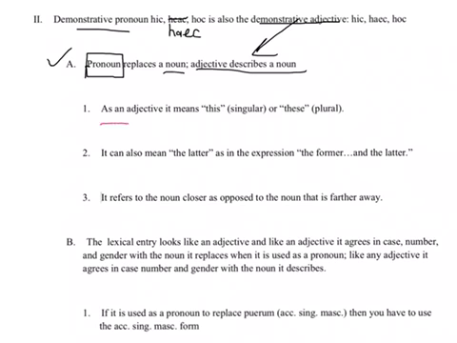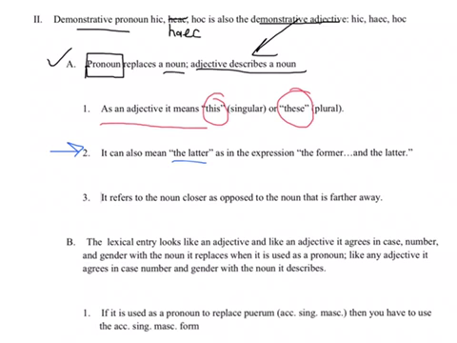When it's used as an adjective, it's translated as this if it were singular, or these if it were plural. That's why it's called a demonstrative adjective, because it points something out. This chair, this girl, these people over here. It can also be used to mean the latter, as in the expression the former and the latter. Again, when you use it as latter, it means the thing that is closer to you in the sentence rather than the thing that happened formerly.